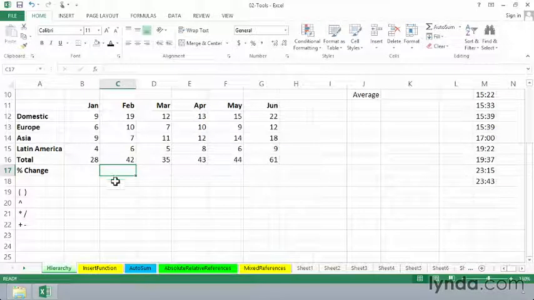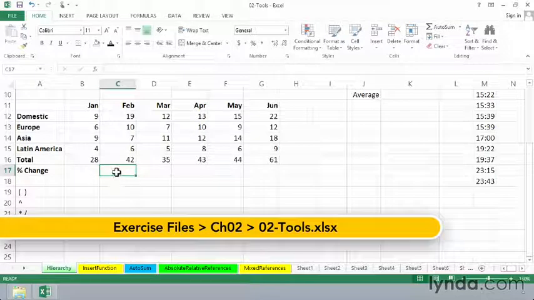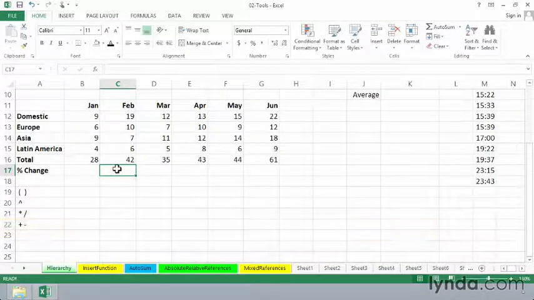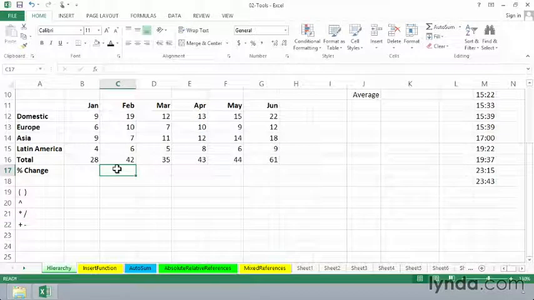Probably the most common reason for a formula not giving you a correct answer is either the misuse or the non-use of parentheses. It does emphasize a concept too in Excel, what's called the hierarchy of operations. In this worksheet called Hierarchy, we're about to write a formula in cell C17. It's going to calculate the percent of change.